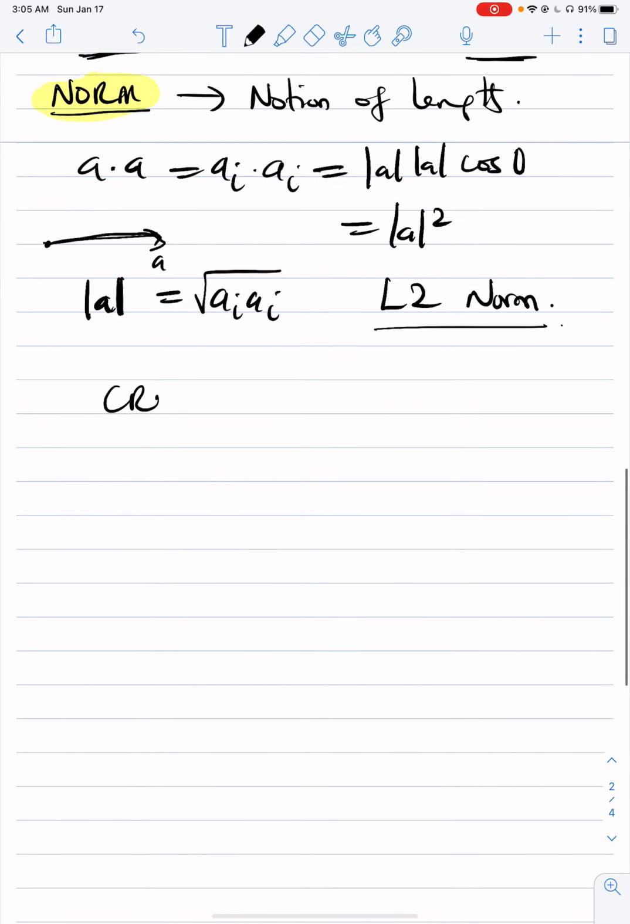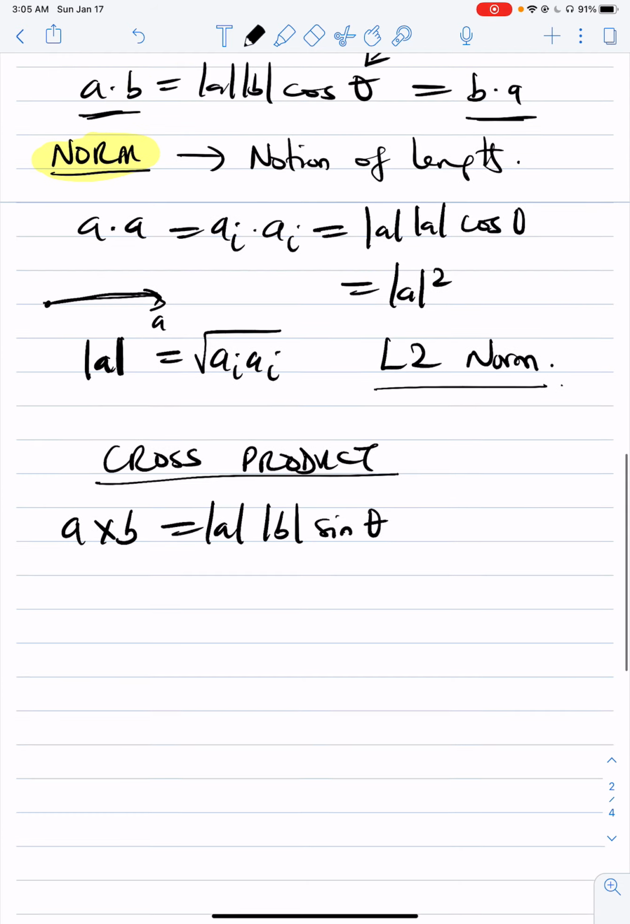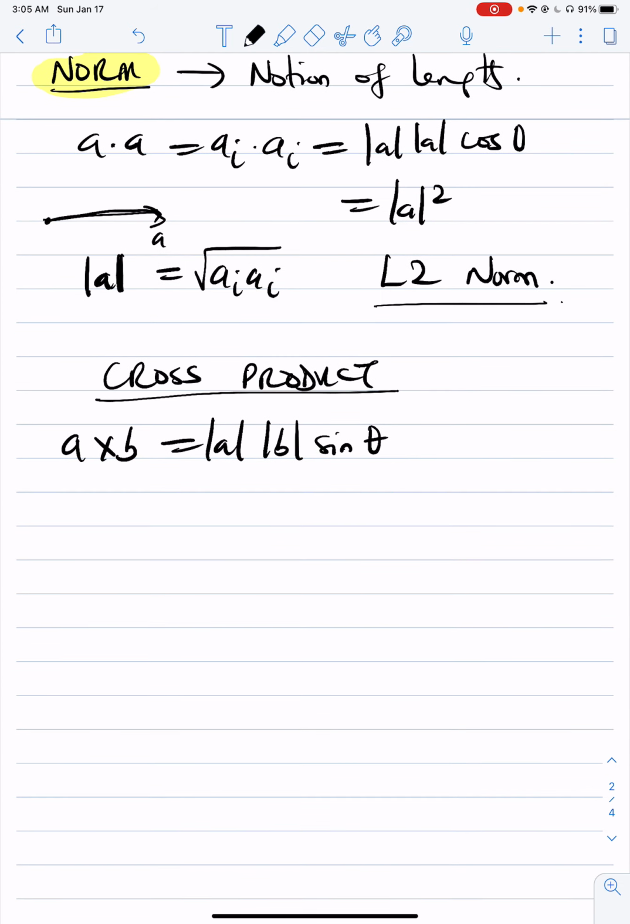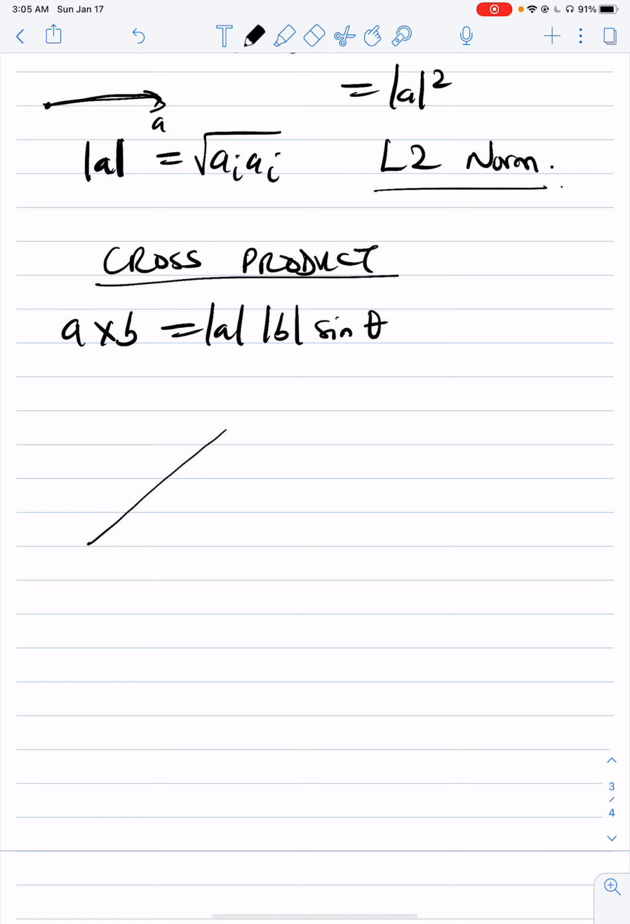So for the cross product, a cross b, right, is equal to the magnitude of a times the magnitude of b sine theta. That is the main difference between the two. For the dot product it was cos theta, but for this it is sine theta. Now let's try to give some interpretations of this basically. Let me sketch this out.